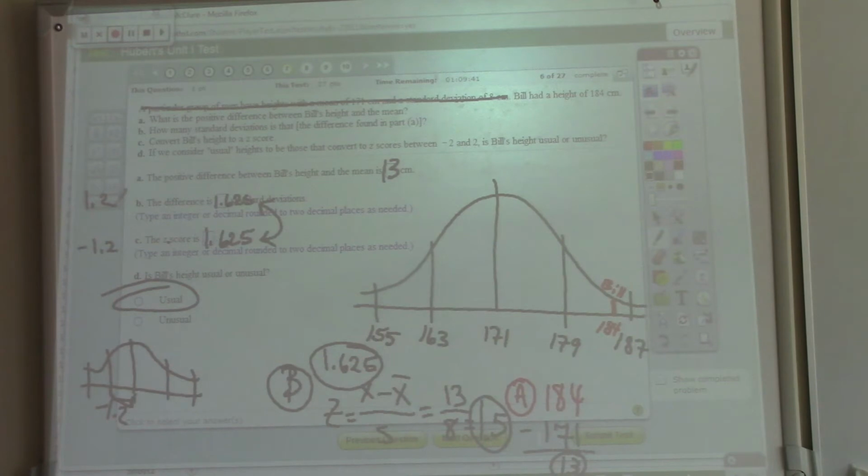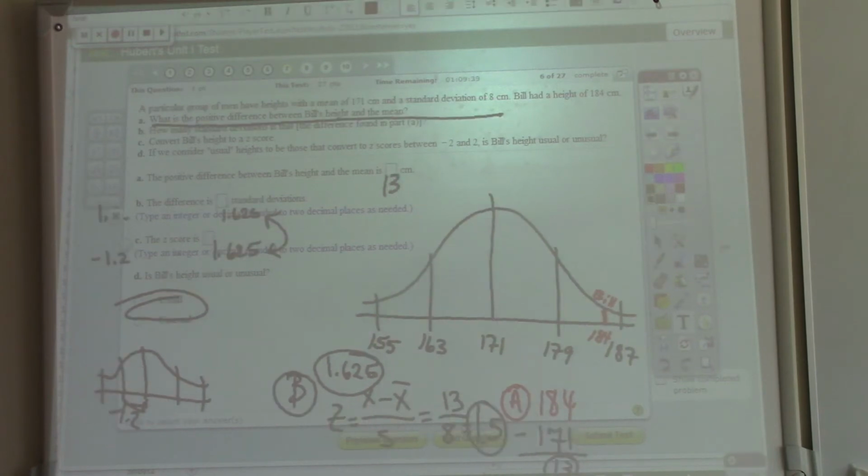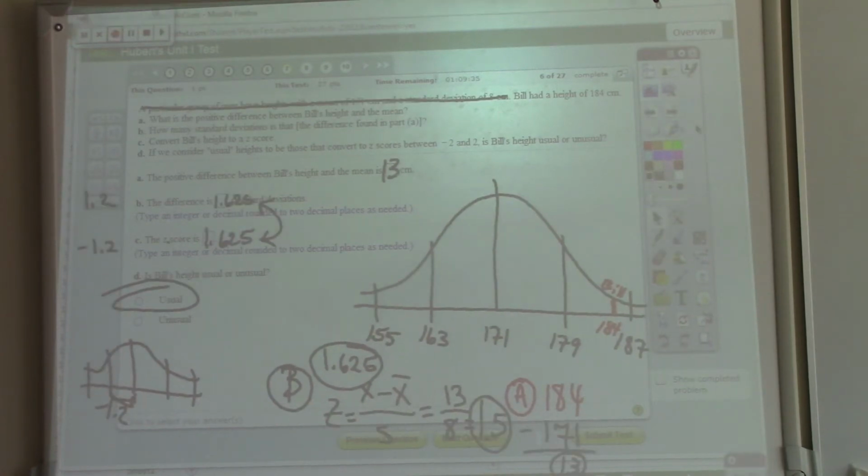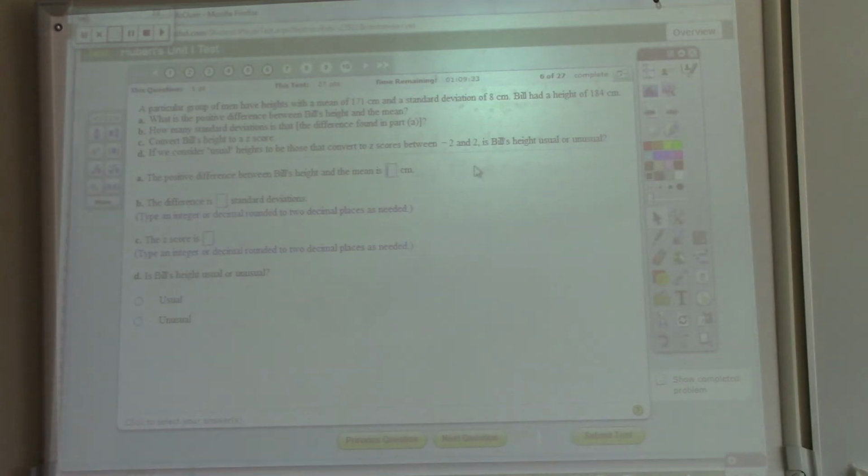All right, let me get out of this. Put 13 and 1.63. Technically this is positive 1.63, but you should put 1.63. And he's normal, and you can tell that by just looking at the picture. That's why the picture is so important. Next question.